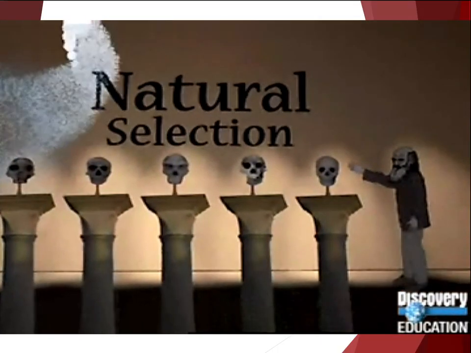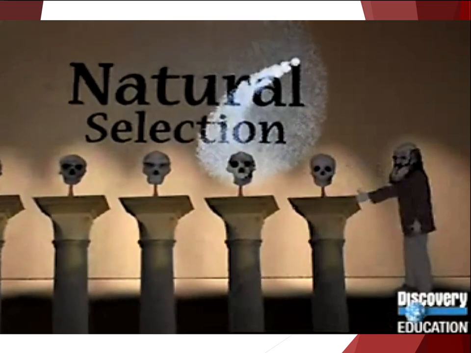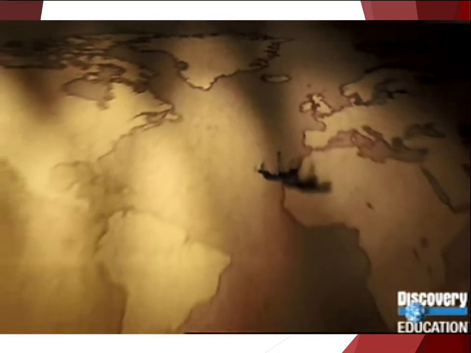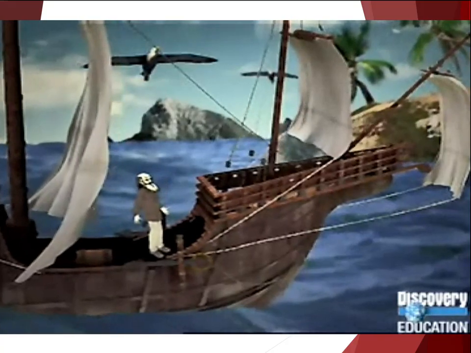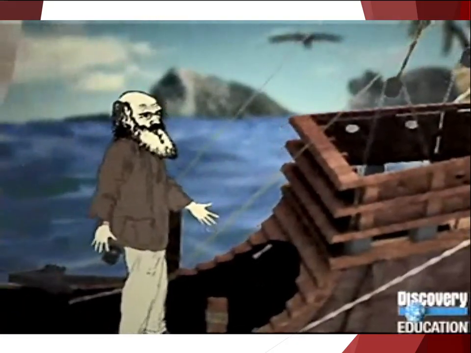Although he's usually credited with developing the theory of evolution, it's more accurate to say that Charles Darwin introduced the theory of natural selection, the mechanism for evolution, in 1859. More than 20 years before, Darwin had set sail aboard the HMS Beagle to study the flora and fauna of South America, despite the fact that he was perpetually seasick.